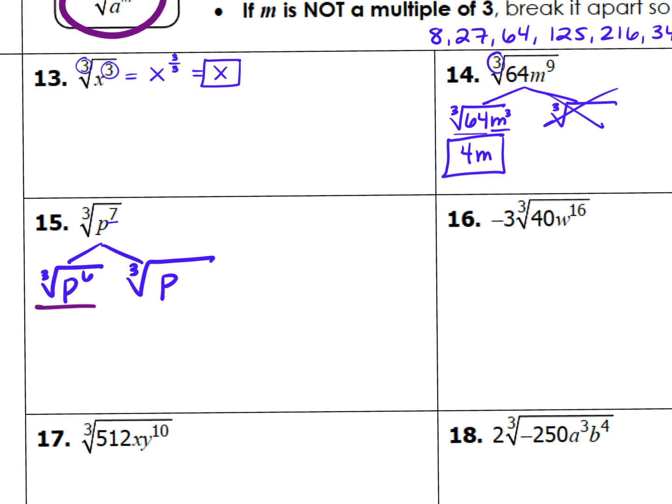Okay, so what is the cube root of p to the 6th? It's p to the 6th divided by 3, which is p squared. Okay, this number divided by that number. But then you still have the cube root of p over here. So p squared times the cube root of p.